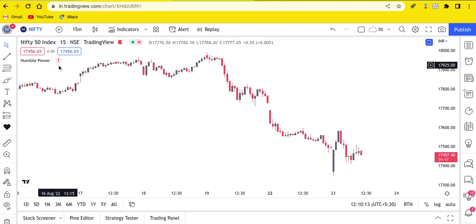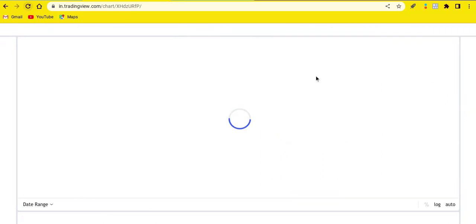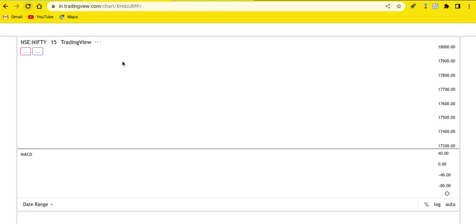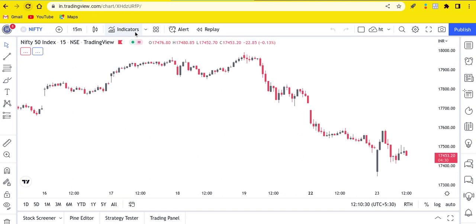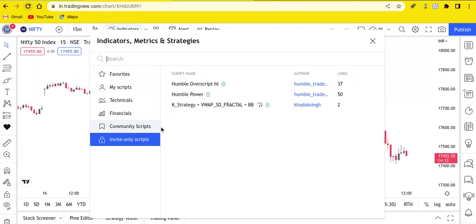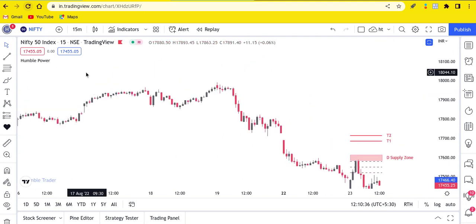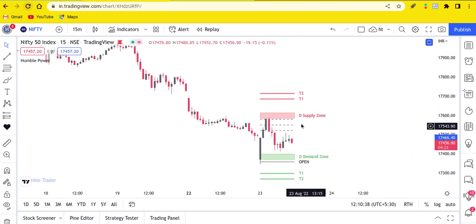Sometimes this red sign will come. What you need to do is just refresh the page, reload, and after that add it, and it should not show any kind of problem. So these are the basic problems that people have, and I'm trying to fix them. And now as you can see, the indicator has come.